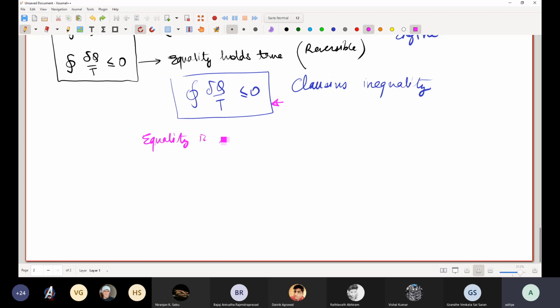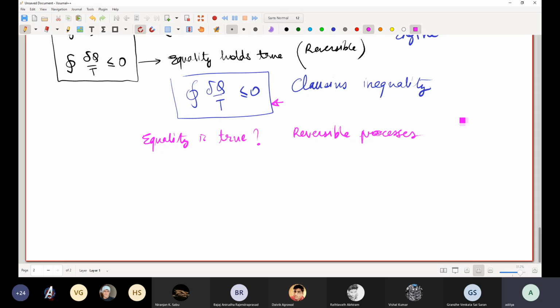What is going on, man? Am I becoming dyslexic? When is the equality true? For reversible processes. The equality is true for reversible processes.